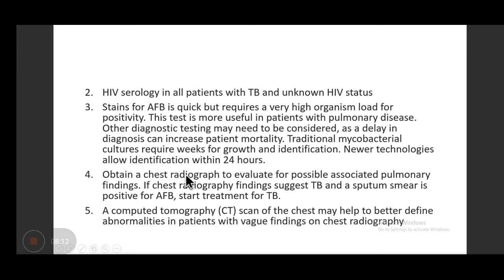Then you obtain a chest radiograph to evaluate for possible associated pulmonary findings, like we saw in our chest radiograph: the fibrocavitatory lesion, characteristic hilar lymphadenopathy. That's the characteristic picture. If chest radiography findings suggest TB and the sputum smear is positive for AFB, then you start treatment for tuberculosis, right? That is what our National Tuberculosis Elimination Program, our Indian program, says. Then a computed tomography scan of the chest may help to better define abnormalities in patients with vague findings on chest radiograph. So a CT can also be done to better define the abnormalities, like in our case we did.